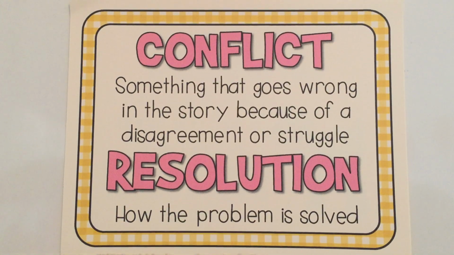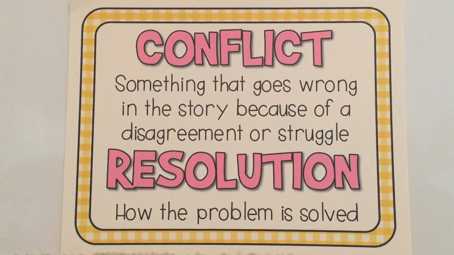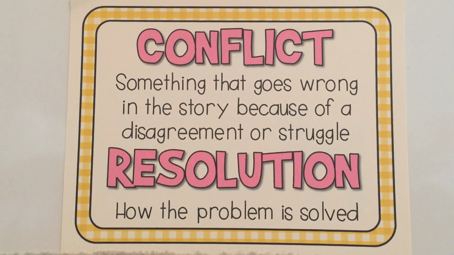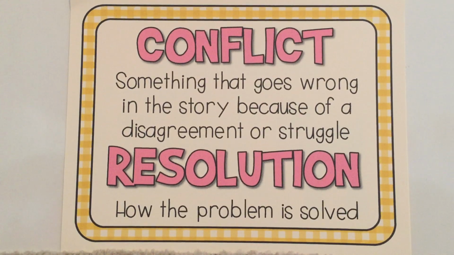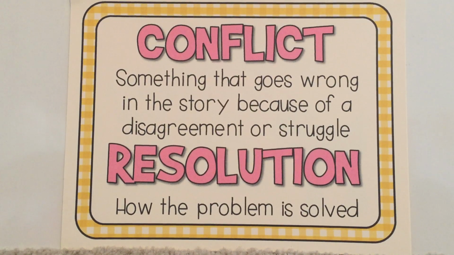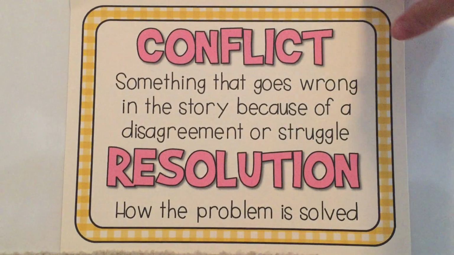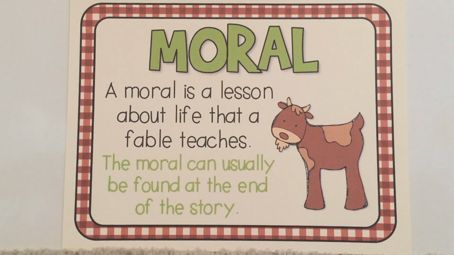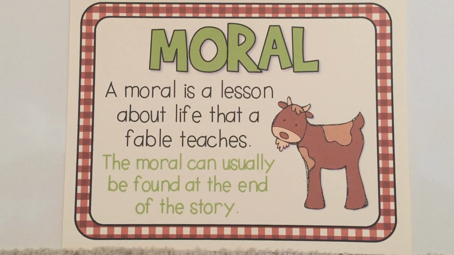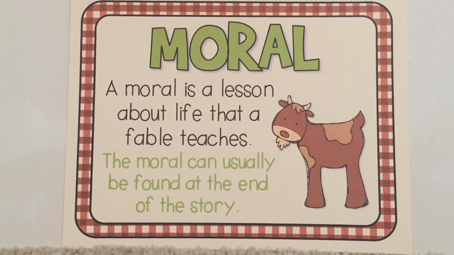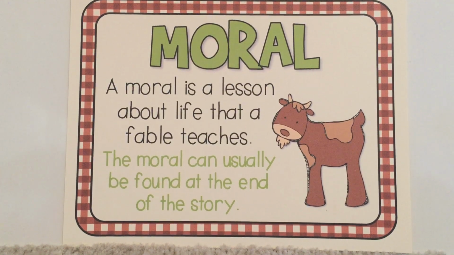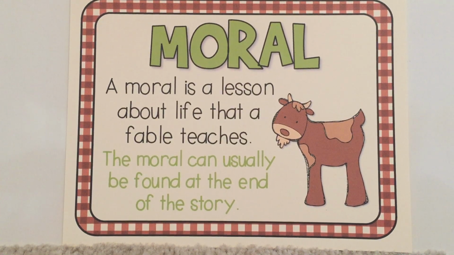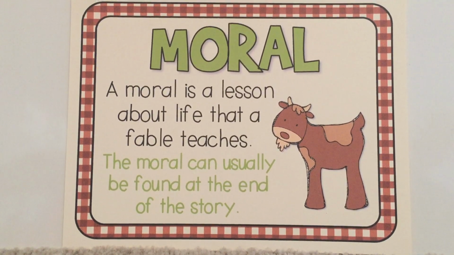Often in our fables, we have a conflict. And what is a conflict? Well, that's something that goes wrong in the story because there's either a disagreement or some kind of struggle, but we always have a resolution. A resolution means how the problem is solved. And of course, as I said, we have a moral. A moral is the lesson that they learn. So it's a lesson about life that a fable teaches. The moral can usually be found at the end of the story.